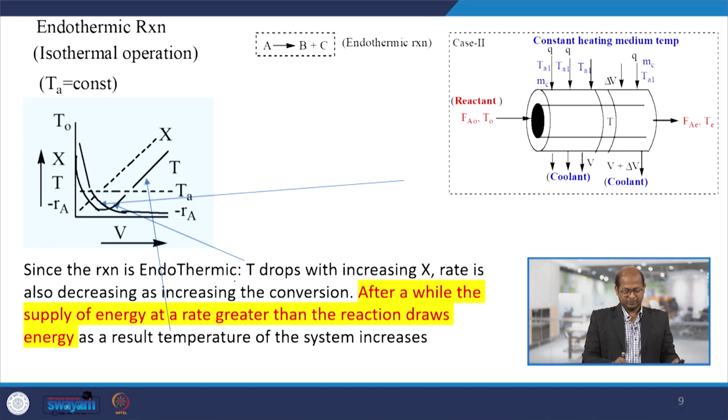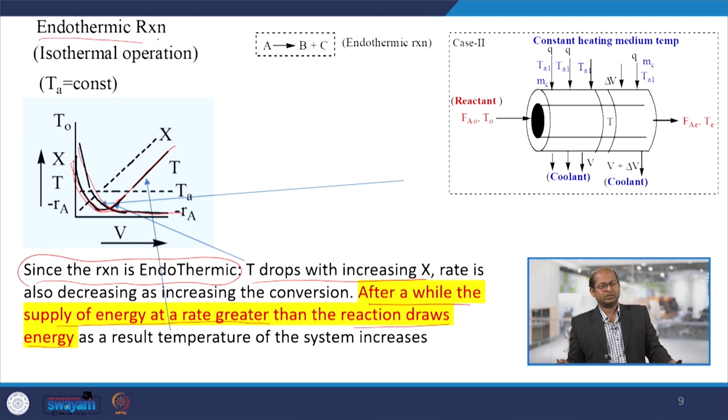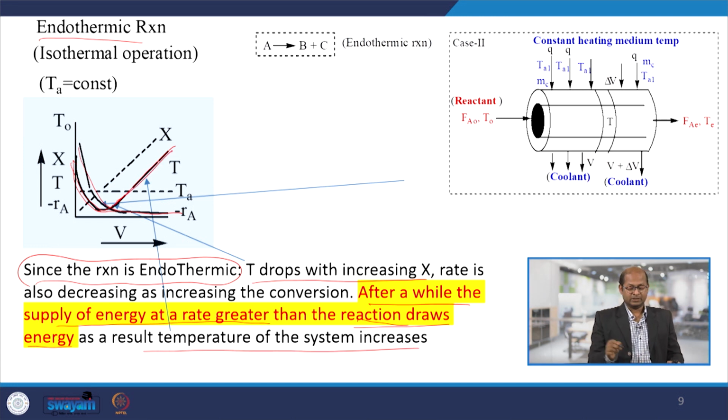Here you can see, since the reaction is endothermic, the temperature drop increases with the increasing progress of the reaction, and the rate is also decreasing. Here you can see the rate decreasing this way, and the temperature is also decreasing this way, and then it is increasing. So, after a while the supply of energy is at a rate greater than the reaction draws. Since it is an endothermic reaction, the reaction mixture will draw energy from the heat transfer fluid, but the amount of energy required to maintain the temperature would be comparatively low. As a result, the temperature of the system will increase after a certain period, or at different positions or locations of the reactor.